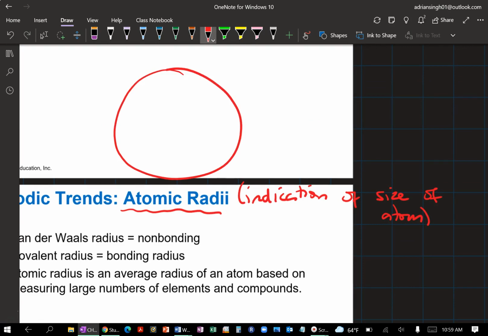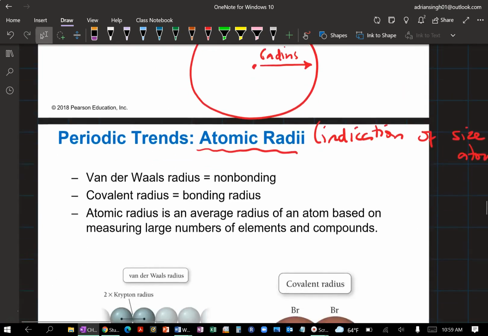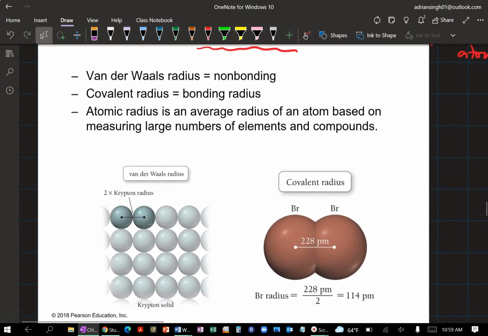Okay, so if I have an atom like this with the nucleus at the center, then as you may remember, the radius of a circle is just that distance that we have there. So the larger the radius, the bigger the atom is. There are a couple ways by which atomic radii are represented. We have what's known as the van der Waals radius, which is when we have atoms that are right next to each other, but they are not bonded to each other.